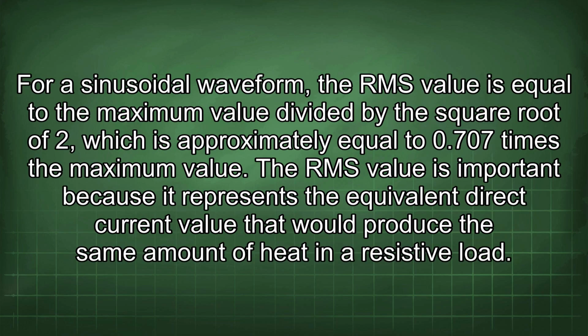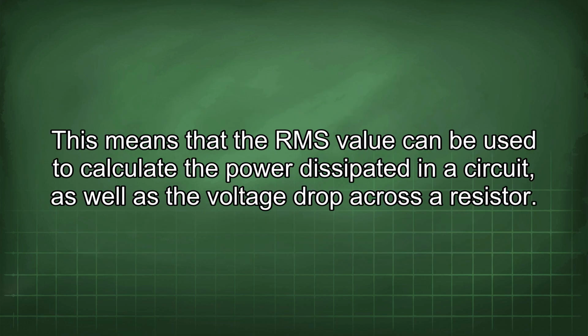For a sinusoidal waveform, the RMS value is equal to the maximum value divided by the square root of 2, which is approximately equal to 0.707 times the maximum value. The RMS value is important because it represents the equivalent direct current value that would produce the same amount of heat in a resistive load. This means that the RMS value can be used to calculate the power dissipated in a circuit, as well as the voltage drop across a resistor.